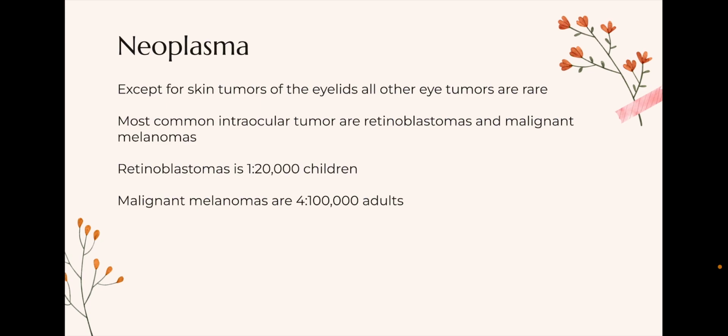So neoplasias of the eye are very, very rare. The only one that we're going to see pretty commonly is literally skin cancer of the eyelid. All other eye tumors are rare. So the 2 most common tumors that we're going to see are retinoblastomas and malignant melanomas. Retinoblastomas are found in 1 in 20,000 children, and malignant melanomas are found in about 4 to every 100,000 adults.